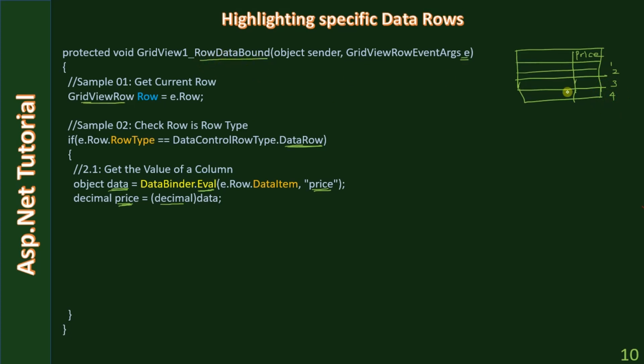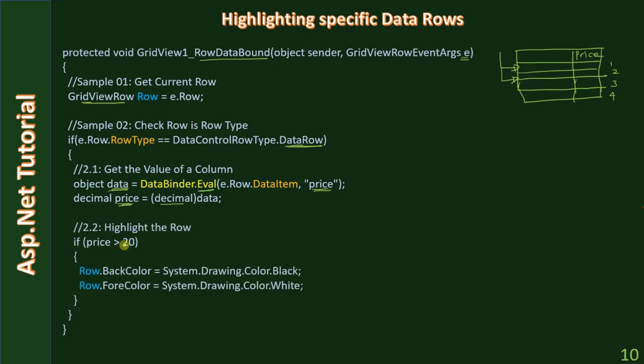That means the RowDataBound event will be raised when the data source is supplying the data for this data grid view. So each time it binds a row to the data source control, the event routine is called, and we are picking the price. Based on this price, if it is greater than 20, we will do the highlight. So now we are at row level. Row.BackColor we are setting as black, and row.ForeColor we are setting as white.